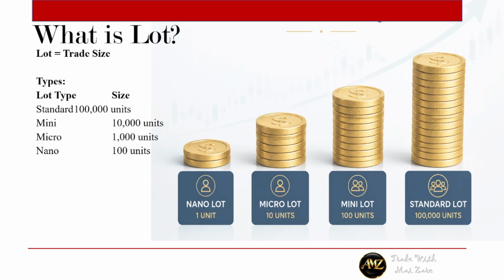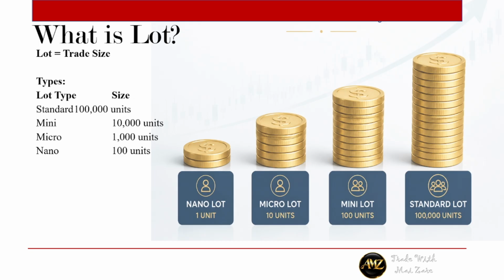An instance of lot size would be like this: we have Mr. A, Mr. B, Mr. C, and Mr. D. They are all dealers. They sell biscuits. Mr. A bought 100,000 cartons of biscuits, Mr. B bought 10,000, Mr. C 1,000, and Mr. D got only 100 cartons of biscuits.